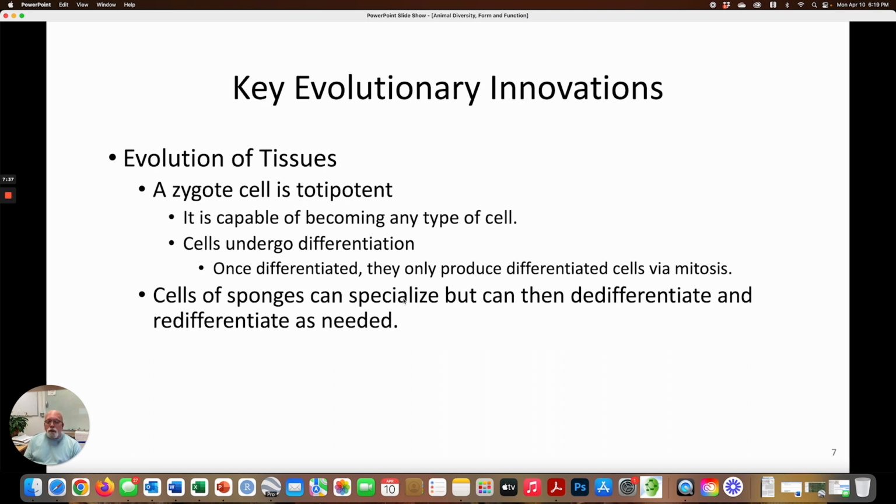Cells of sponges are different in that they can de-differentiate and redifferentiate as needed. But it's also true that sponges have the least amount of differentiation of all of the groups of animals. So that's one of the trade-offs of complexity, is that once you start down the developmental pathway, it's difficult to change that fate of those cells.